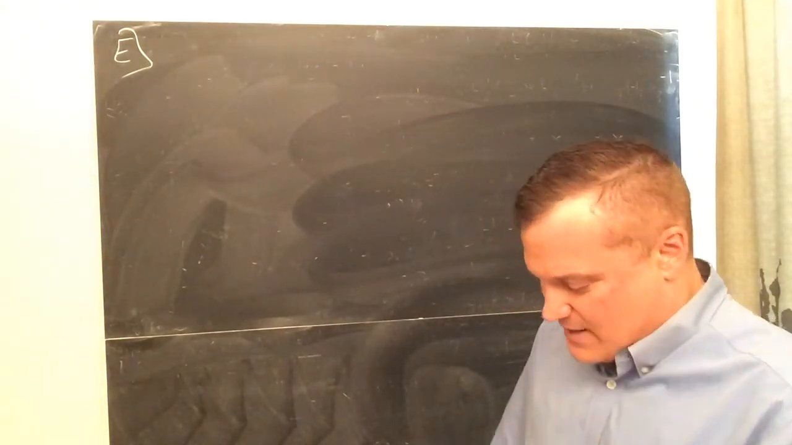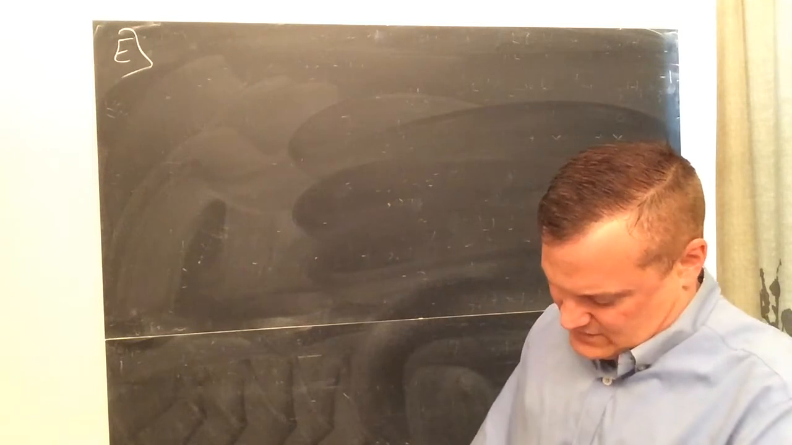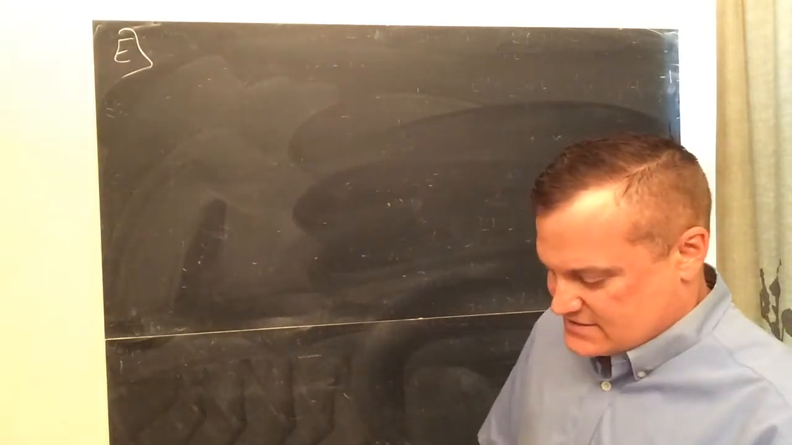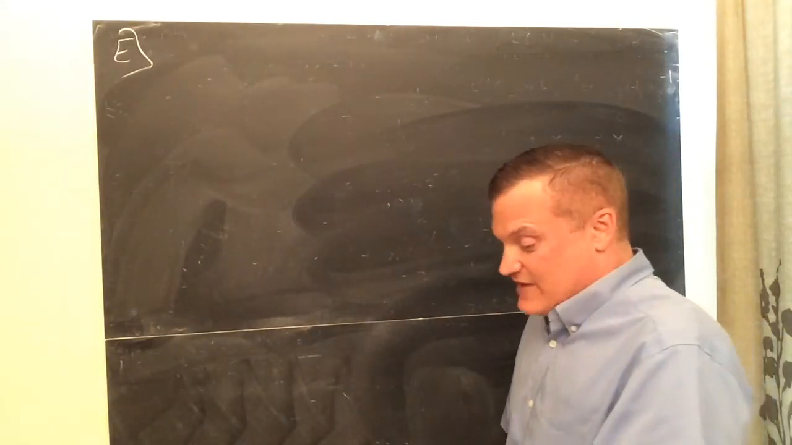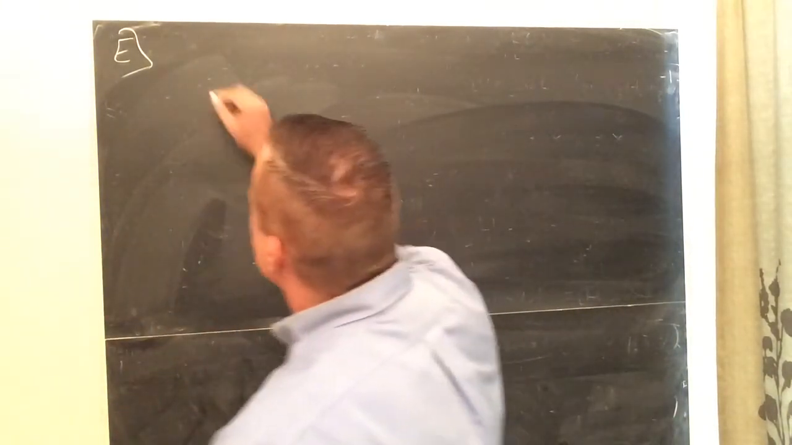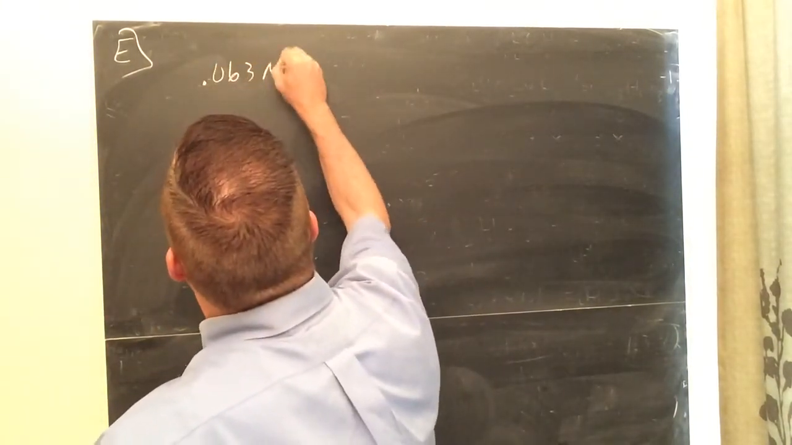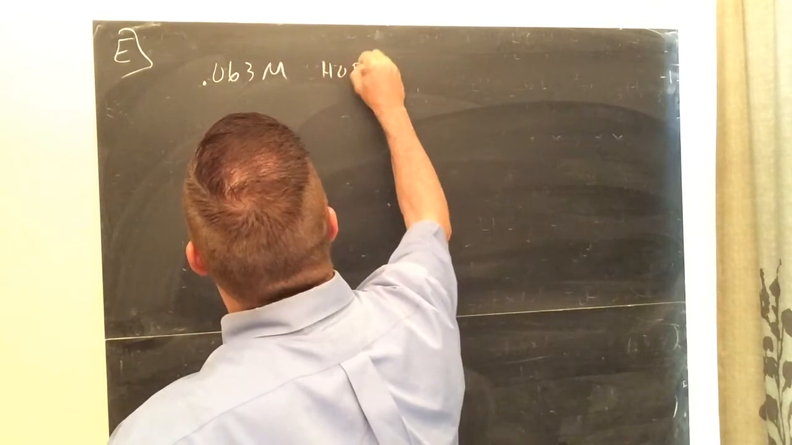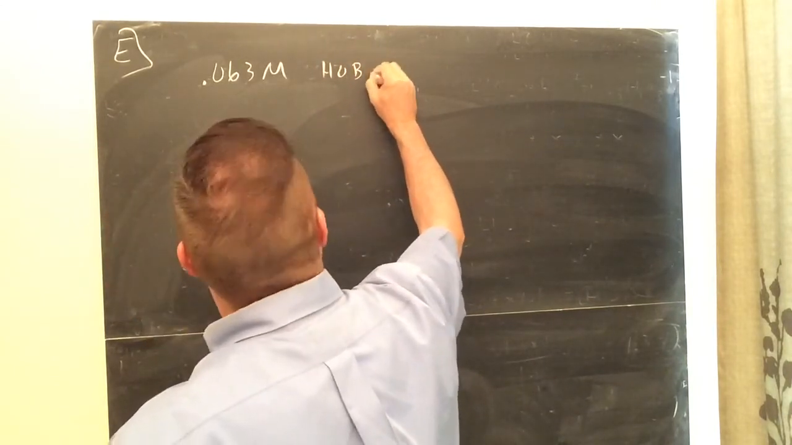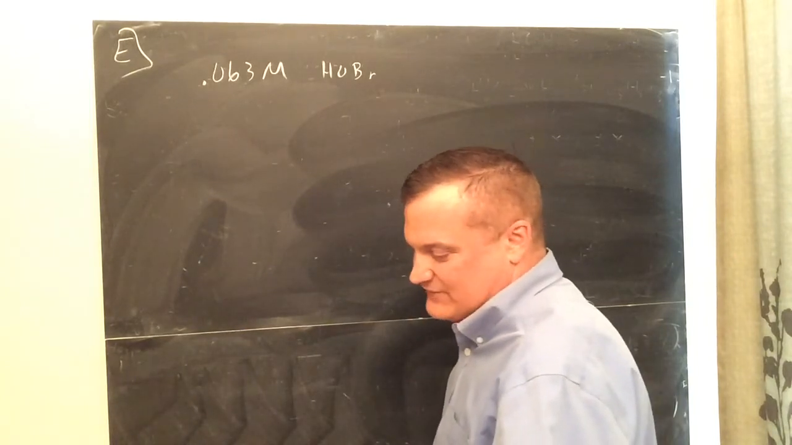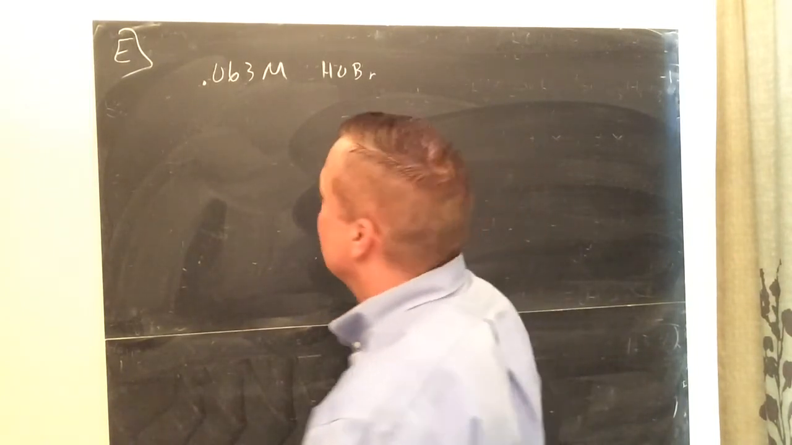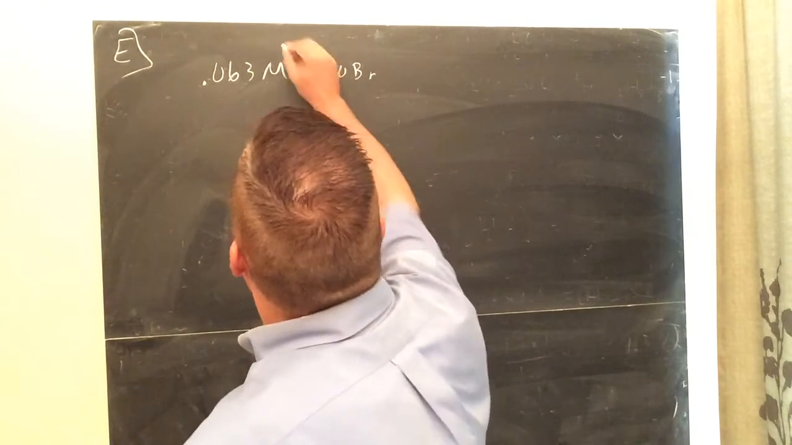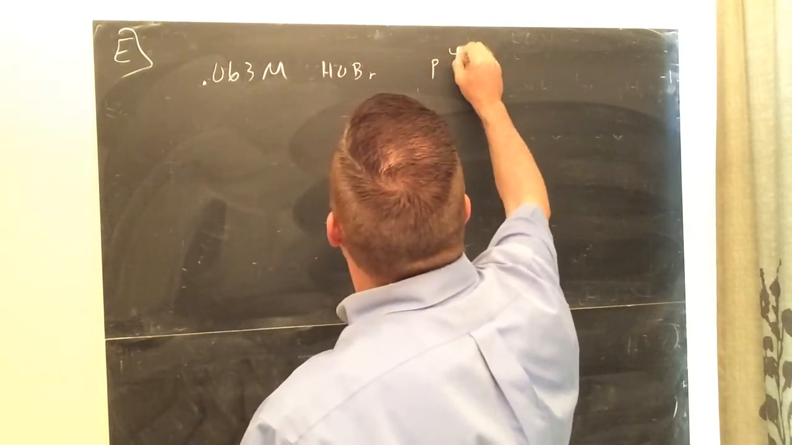All right, and here's the last problem, letter F. It says the pH of a 0.063 molar HOBr solution is 4.95. Calculate the Ka. All right, pH equals 4.95.